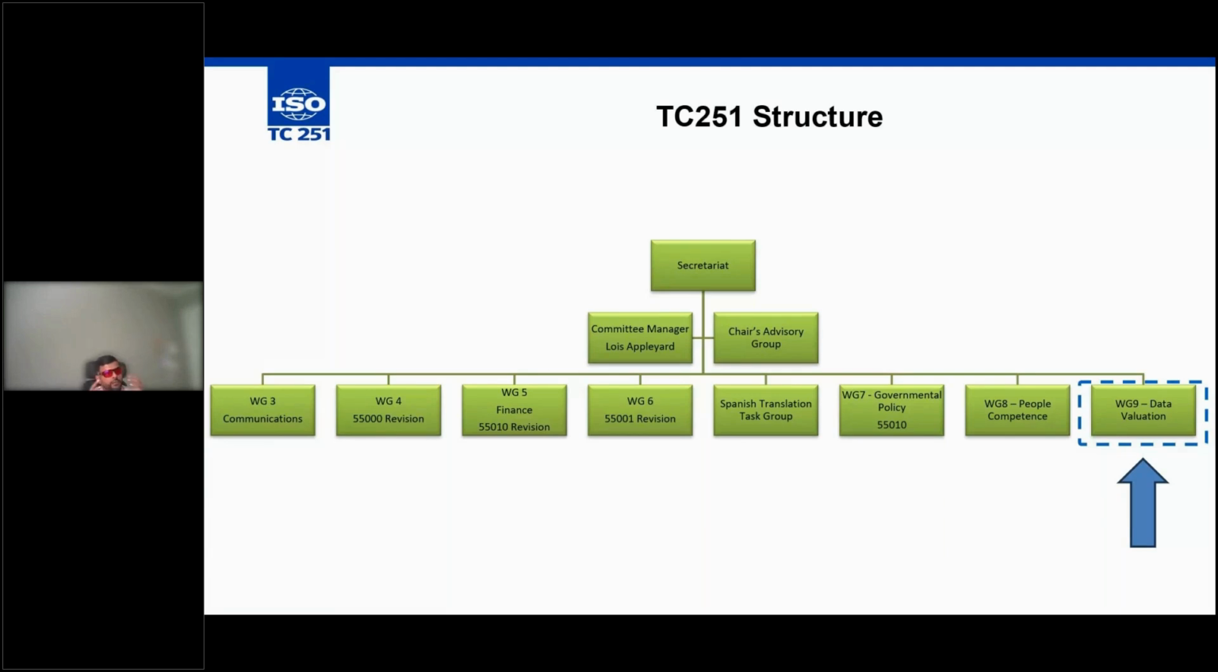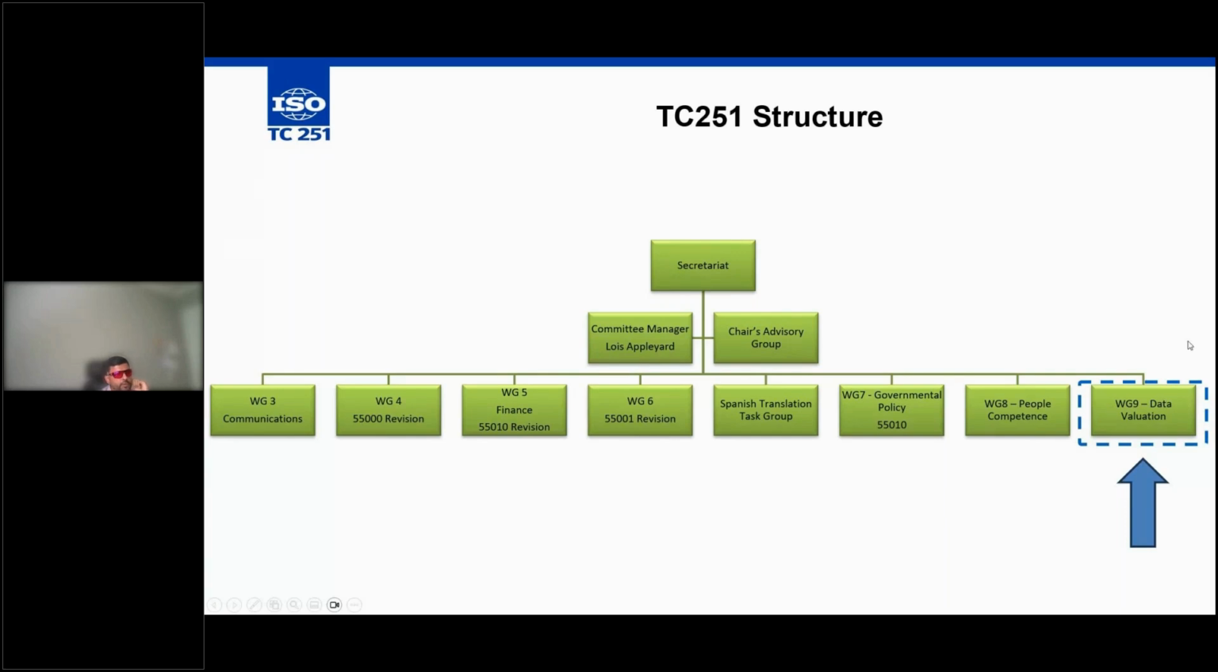Now, the TC251 itself produces standards and works on topics of interest through what they call working groups. As you can see, various working groups have been set up to work on very specific documents. WG4 was tasked with the 55000 revision. WG6 was tasked with the 55001 revision, and WG7, 8, and 9 were tasked with producing brand new technical specifications, or sorry, I should say guidance documents.